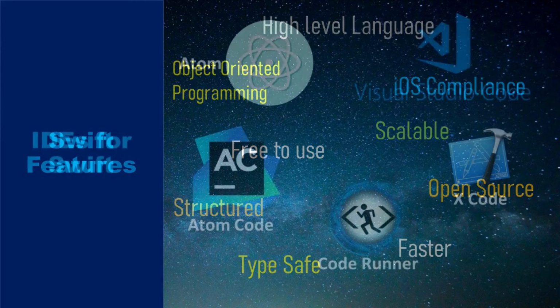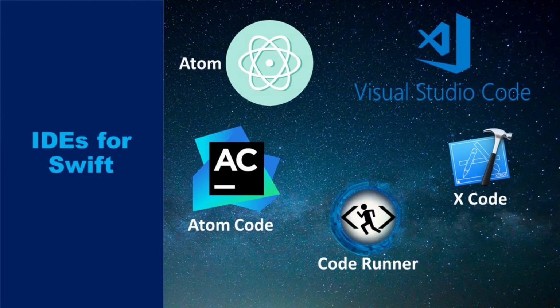The IDEs for Swift. What are the IDEs that can be used for the Swift language? We can see them one by one. Visual Studio Code comes with Swift support, so you can use the Swift language in Visual Studio Code. Then next Xcode, followed by Atom, and the last one is Code Runner. So these are the IDEs used for programming in Swift. Apart from this, there are a lot of online IDEs also available. Please watch our previous episode for the details of that.